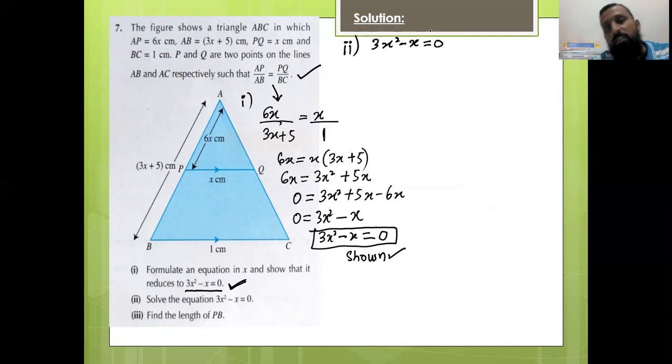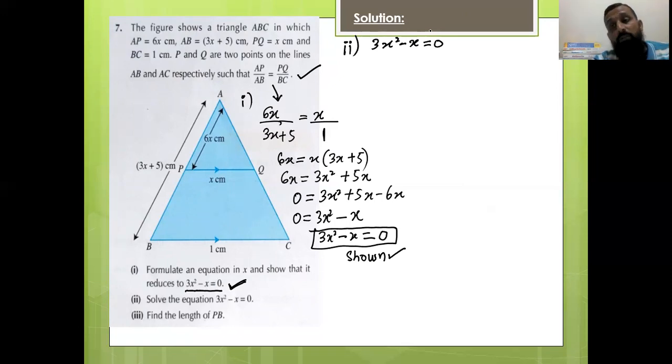Now, 3x squared minus x equals 0. So there are two terms. Can we apply the quadratic formula? Can we apply middle term breaking? Or can we apply an identity to apply factorization? Or is there any other method of factorizing it? Just think about it. The easiest method which I can see is that there are two terms.